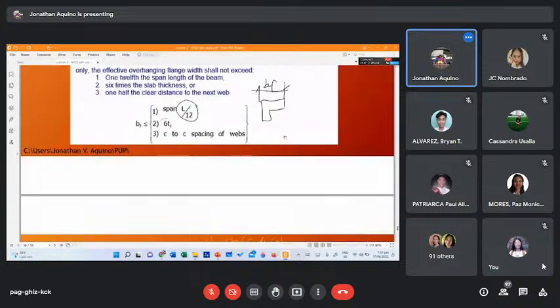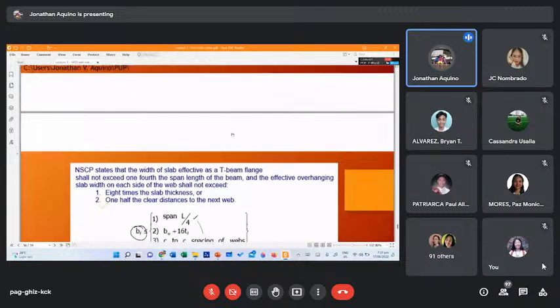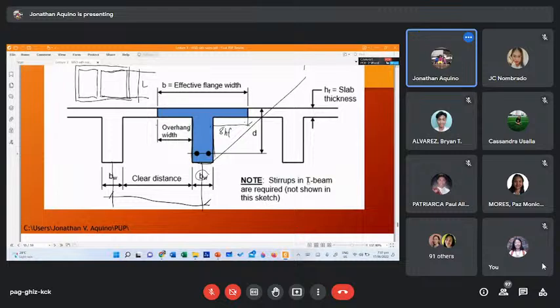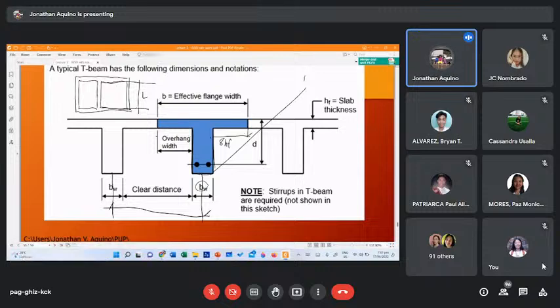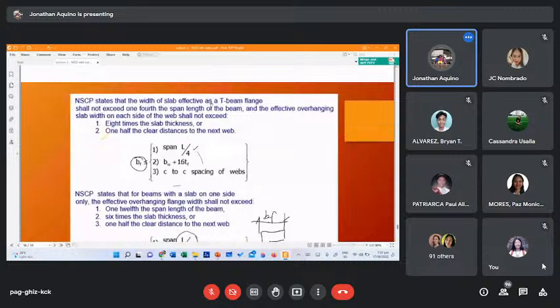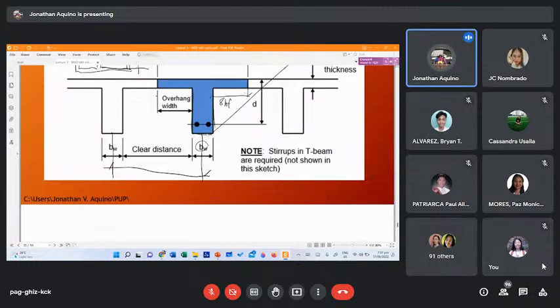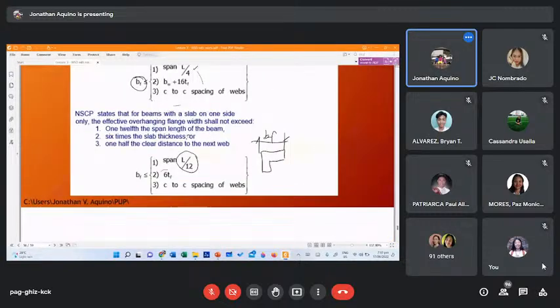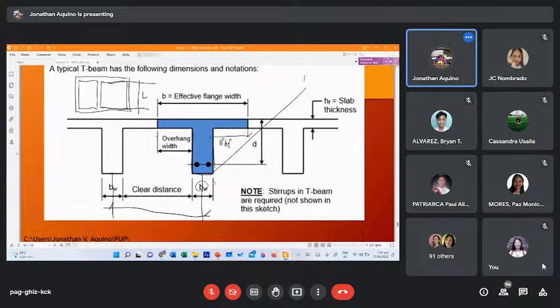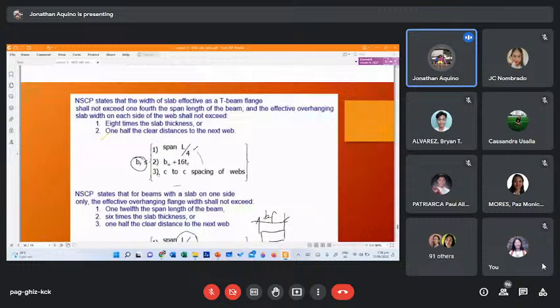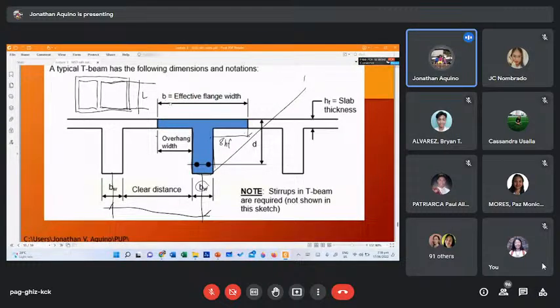For the T-beam, in case of monolithic construction like this one, another requirement of the code is to determine the effective flange width. For a T-section this is the requirement. Whichever is the minimum of these three: span L over 4, which is one-fourth of the span; BW plus 16T, where BW is the width of the beam at the bottom; or the center to center spacing. Whichever is the minimum of the three is the governing effective flange width.